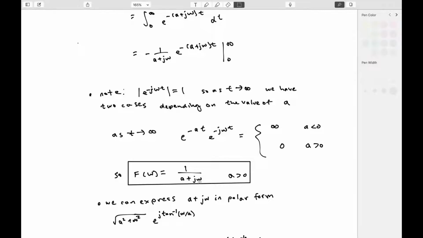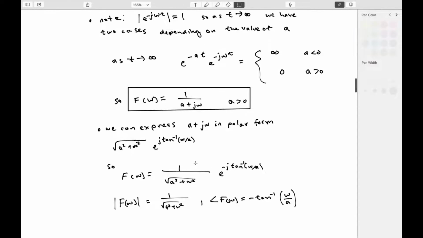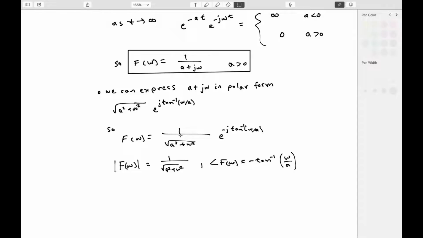That is the Fourier transform, but I'd also like to draw the spectrum. To do this, we can express a plus j omega in polar form. All right, this is common. We know how to write a complex number in polar form. I take the square root of a squared plus omega squared. That's my magnitude. And then I know that the angle is going to be the inverse tangent of omega over a. All right, so that means this is going to be the square root of a squared plus omega squared multiplied by e to the j inverse tangent of omega over a.